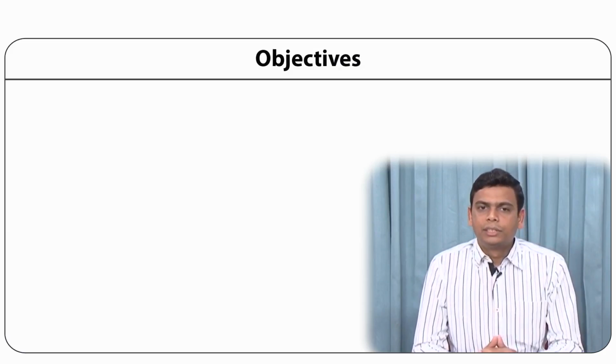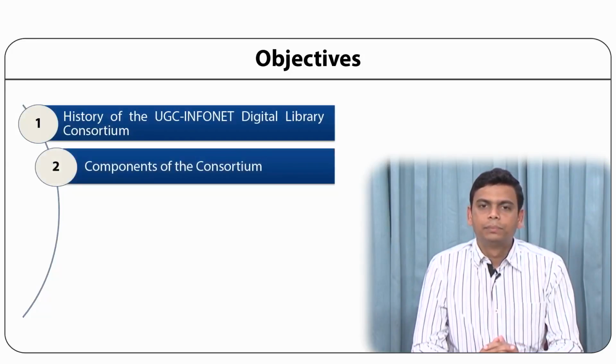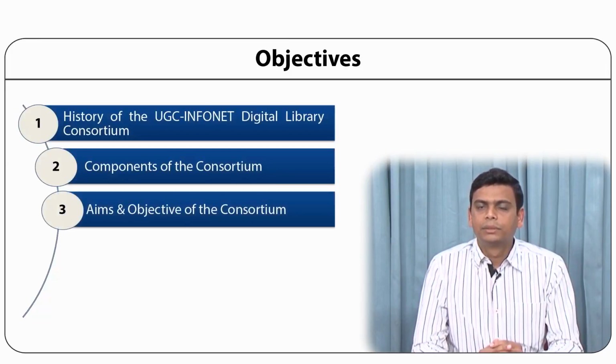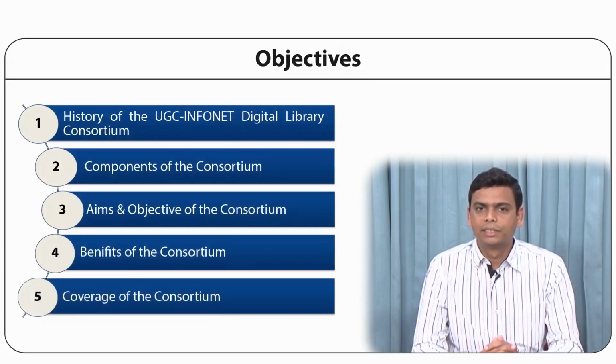Today we'll discuss the Model Library Consortium, the UGC-INFONET Digital Library Consortium, under the paper Information Communication and Technology. The objective of this module is to discuss the history of UGC-INFONET Digital Library Consortium, the components of the consortium, the aim and objectives of the consortium, the benefits of the consortium and the coverage of the consortium.